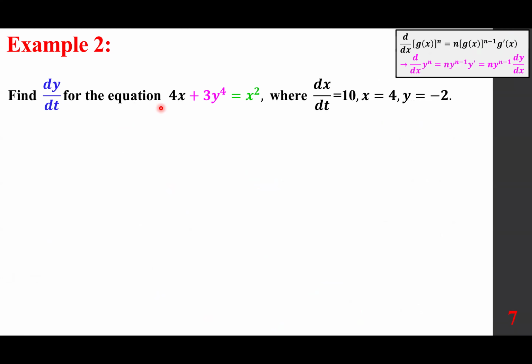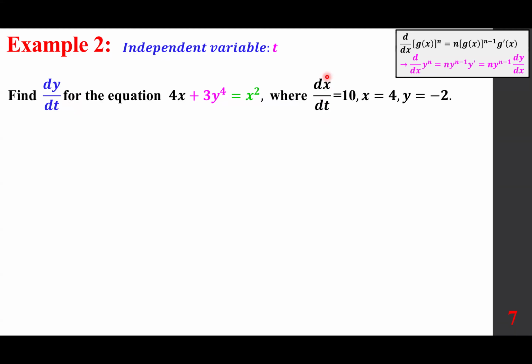Find dy/dt for the equation 4x plus 3y to the power 4 equals x squared, where dx/dt is 10, x is 4, y is negative 2. What is important to understand, the moment you see dy/dt, that means t is the independent variable, which means even the derivative of x is no longer 1, but rather dx/dt.